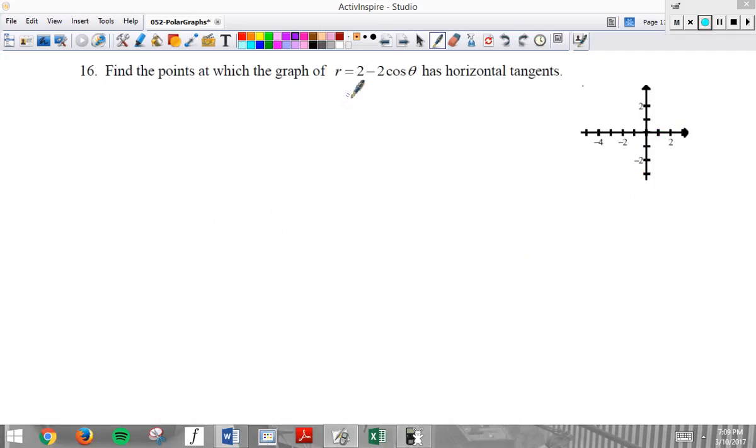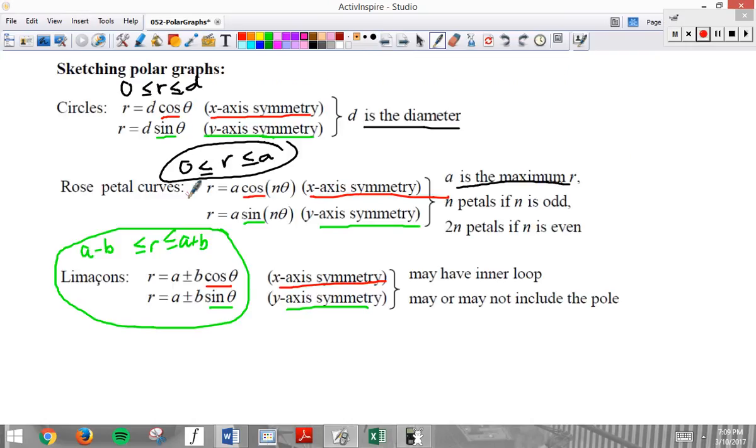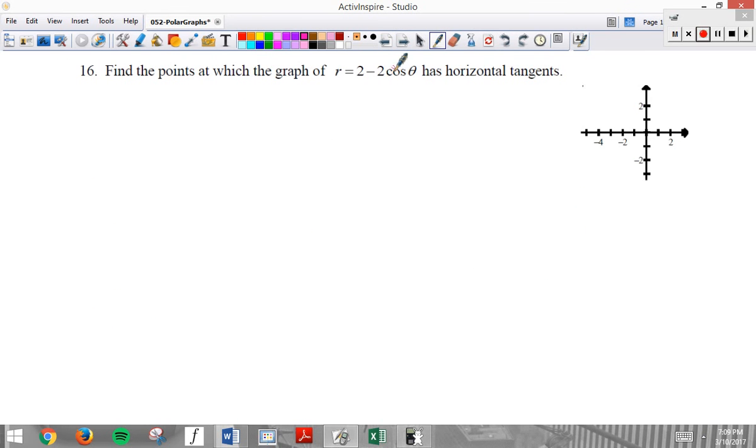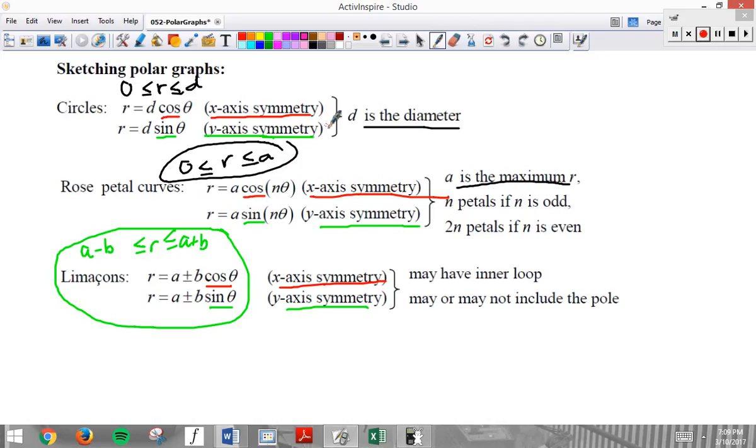Second to last problem. Sorry, that was wrong. Okay. Find the points at which the graph of r equals 2 minus 2 cosine theta has horizontal tangents. The first thing I would think about doing is to graph. Okay, so let's graph it. What shape is this? I see a number minus number cosine theta. Guess what? It's a limaçon.